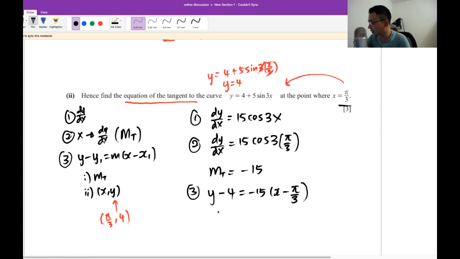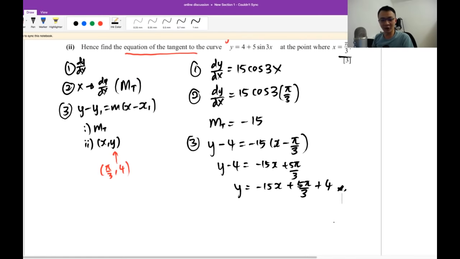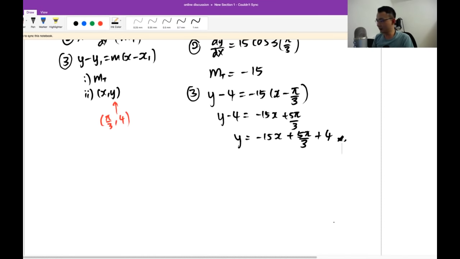So this one will be your equation of tangent just by solving this equation. So plus 5 pi over 3. So y equals to negative 15x plus 5 pi over 3 plus 4. You can leave it like this, or you can change the 5 pi over 3 plus 4 into decimal, you can also do that. So this is how we get the equation of tangent.